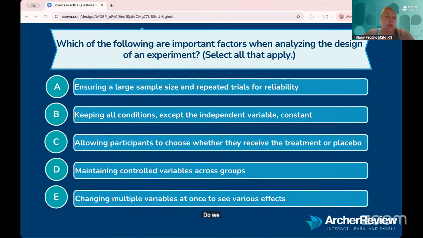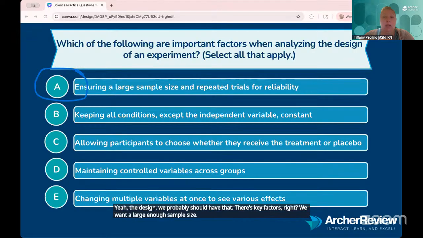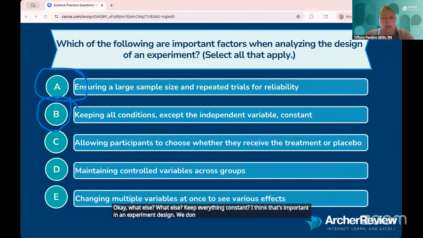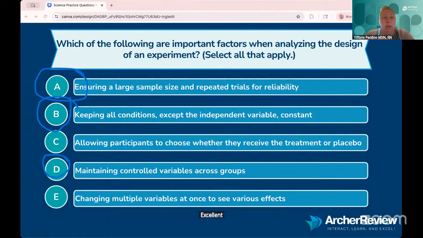Do we think it's A, ensuring a large sample size and repeated trials for reliability? Yeah, in the design, we probably should have that. There are key factors, right? We want a large enough sample size. It's going to help make sure this is valid. Okay, what else? Keep everything constant. I think that's important in an experiment design. We don't want anything else changing. Very good. A, B, and then the next one is D. Yes. Excellent job, Liliana. So keeping all conditions, you want to keep everything constant.